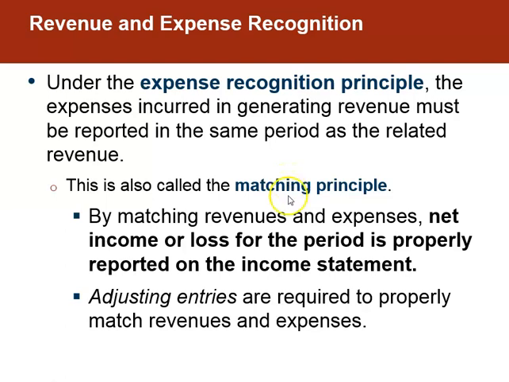Okay. It says further information. It says by matching revenues and expenses, net income or loss for the period is properly reported on the income statement. So think about this for a moment. What if we went ahead and counted all of the revenues for December 27th through December the 31st on the income statement? We counted that in our revenues, but we didn't count the wage expense because we hadn't paid it until the next year.